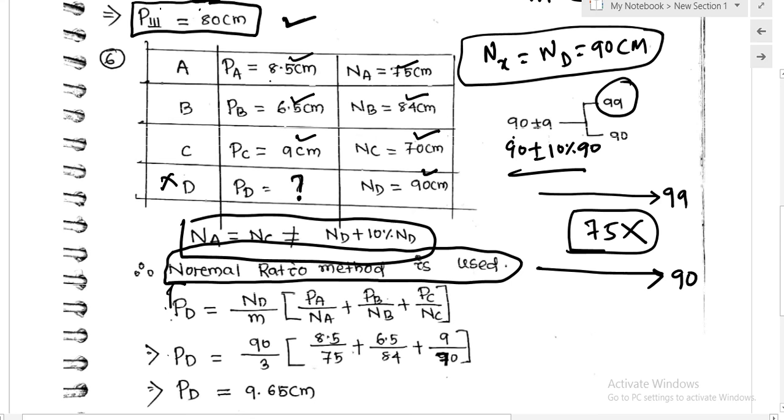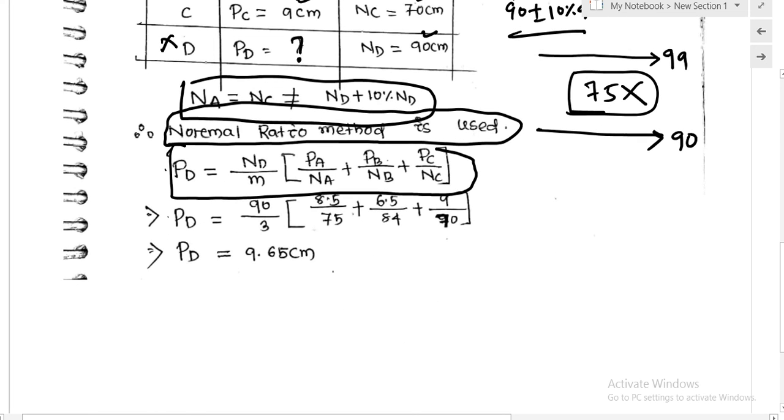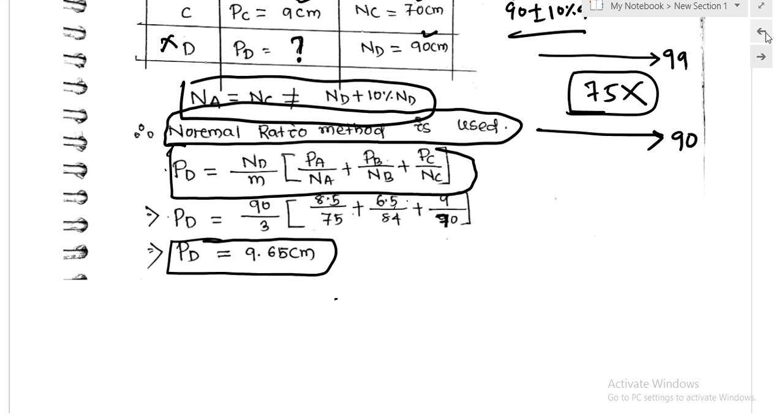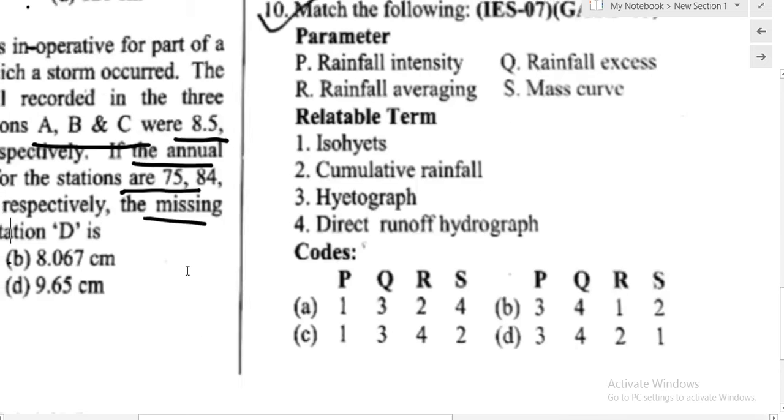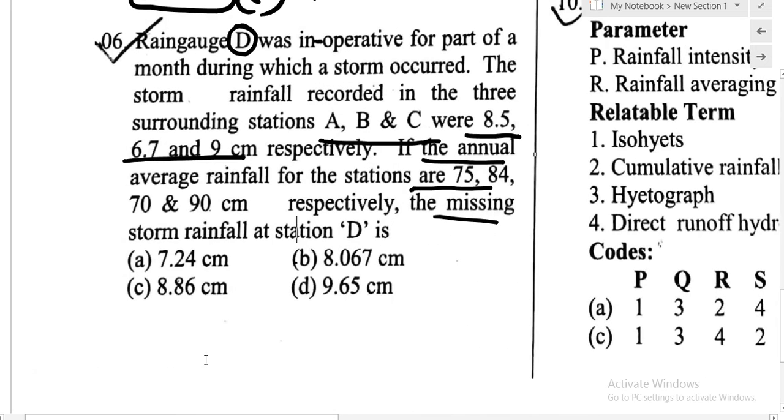So Pd will be equal to Nd by M times Pa by Na plus Pb by Nb plus Pc by Nc, where M is the number of stations actually in working condition. This is 90 by 3, times 8.5 by 75, 6.5 by 84, and so on. So the missing rainfall data in that particular year at station D is coming 9.65 centimeter. So 9.65 centimeter is the correct answer for this question.